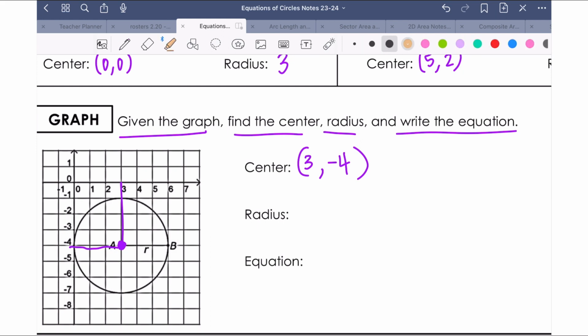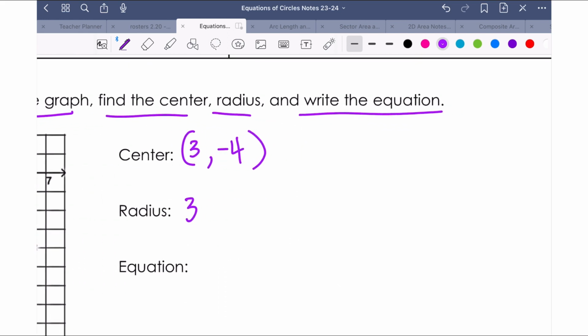All right, what about my radius? So the radius, remember, goes from the center to the edge. So how many units is that if we count? 1, 2, 3. So your radius is 3. Remember, it's the distance from the center to the edge of the circle. And you could have gone this way as well. It's 3 on each side.